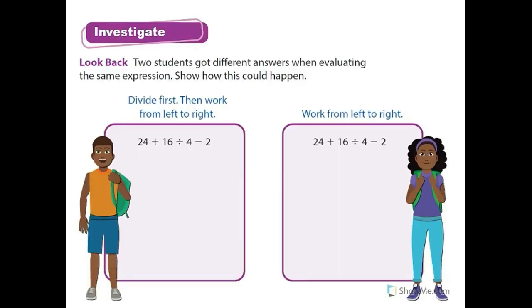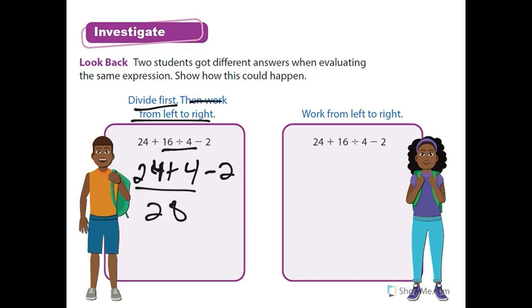So two students got different answers when evaluating the same expression. Show how this could happen, right? So this guy over here, he divides first, then works from left to right. So divides first, so that's 24 plus 4 minus 2, and then work left to right. 24 plus 4 is 28. 28 minus 2 is 26. Right? And she's going to work from left to right.